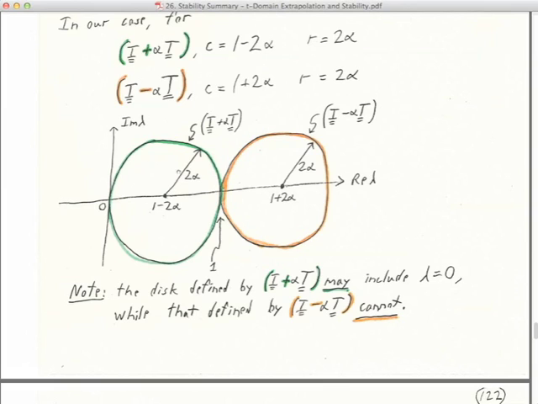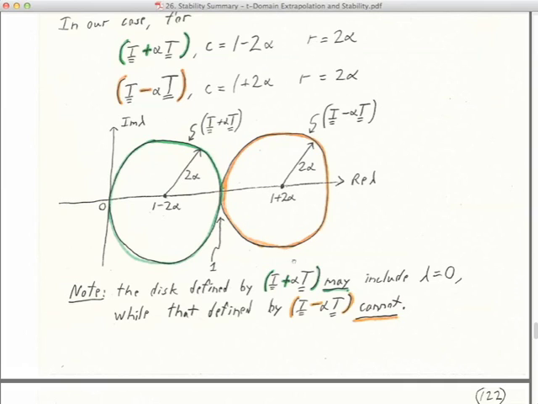We don't know, for whatever matrix we have, the value of alpha and all that. Maybe it will not actually have an eigenvalue that is zero, but it's allowed. Let's look at the other one. Is that going to help us? The 1 minus alpha t. Its center is at 1 plus 2 alpha, and the radius is 2 alpha. So you can see that for the brown one, there's no way it could ever have a zero eigenvalue.